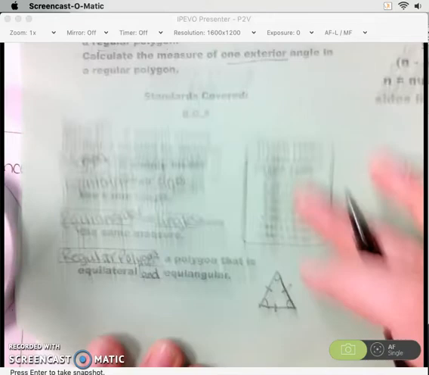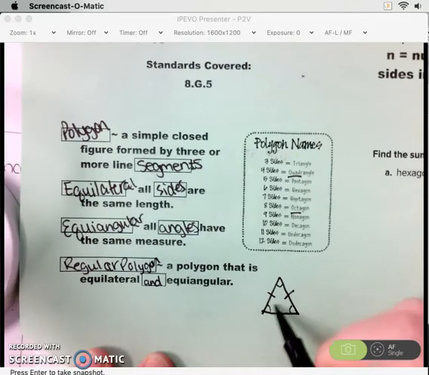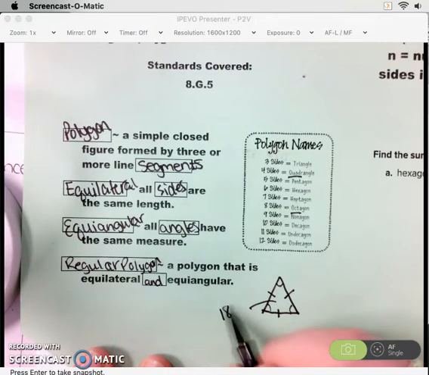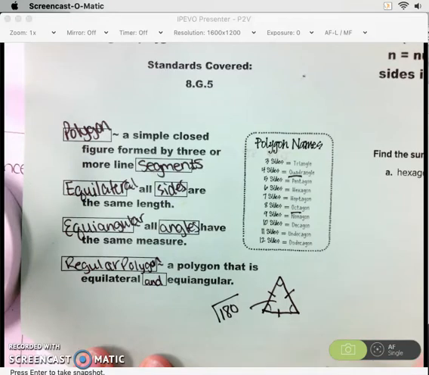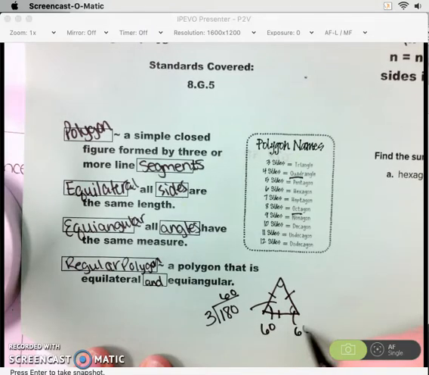Okay, so I have 180 degrees total in here, correct? If these are all going to be the same, how much would each be? I would take 180 and divide it by however many angles I have, which is 3. So it would be 60 degrees. Each one of these would be 60 degrees.